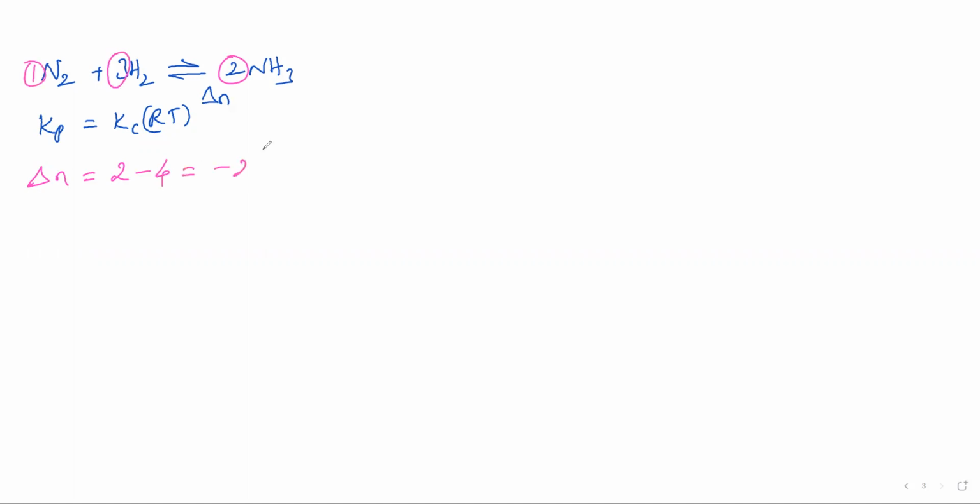Let us consider N2 plus 3H2 gives rise to 2NH3, right? For this, the relationship between Kp and Kc: Kp is equal to Kc into RT power delta n. Then what is delta n here? Delta n is the number of moles of product, 2, minus the number of moles of reactants. Here 3, here 1, total 4. So that is minus 2. So Kp becomes Kc into RT power minus 2, that is Kc by RT squared.